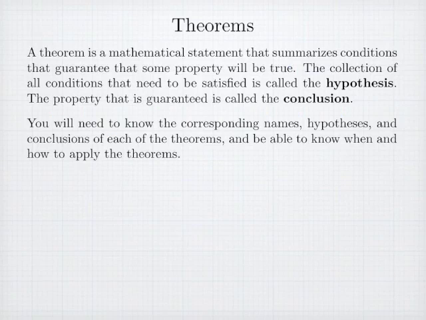In mathematics, a theorem is a statement that summarizes conditions that will guarantee a particular property is going to be true. The collection of all of the conditions that need to be satisfied in order for the property to be true is called the hypothesis. The property that is true, or the statement that is guaranteed by those conditions, is called the conclusion.